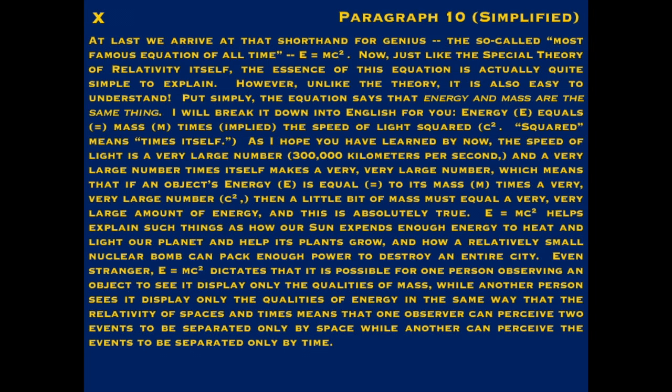E equals mc squared helps explain such things as how our sun expends enough energy to heat and light our planet and help its plants grow, and how a relatively small nuclear bomb can pack enough power to destroy an entire city. Even stranger, E equals mc squared dictates that it is possible for one person observing an object to see it display only the qualities of mass, while another person sees it display only the qualities of energy, in the same way that the relativity of spaces and times means that one observer can perceive two events to be separated only by space, while another can perceive the events to be separated only by time.